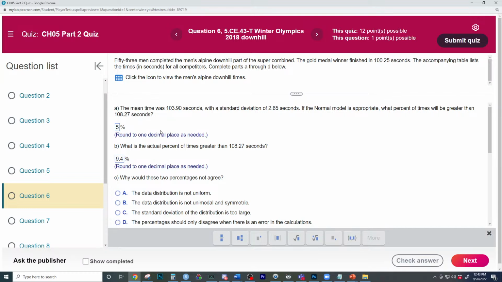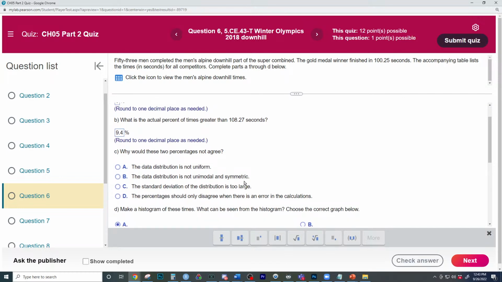If I say you can have 5% of my gold or 9.4% of my gold, you say, woo, it's a lot more of your gold. Do these two percentages agree? No. Why would these two percentages not agree? Good.